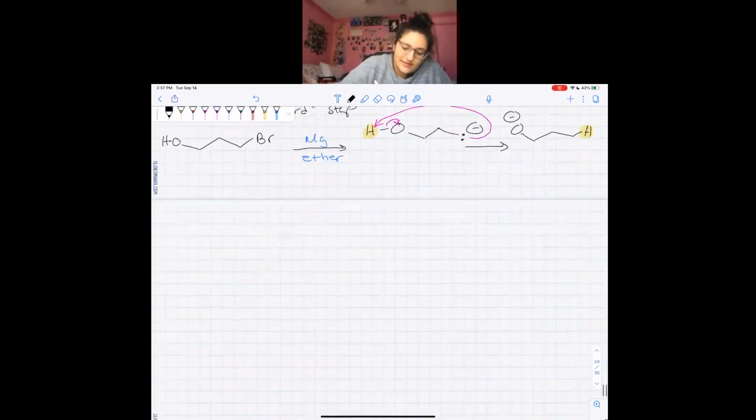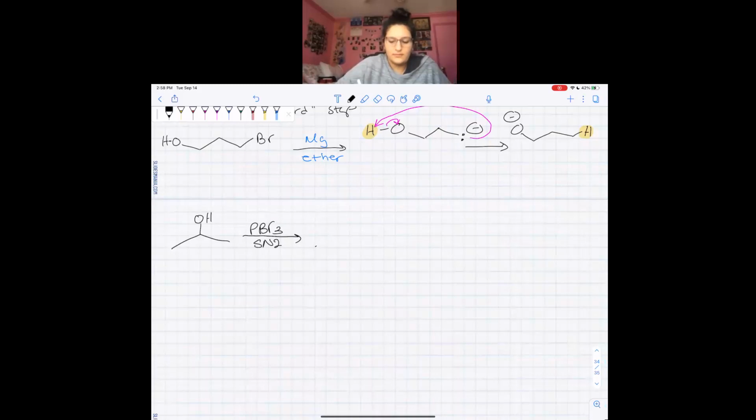So if you see an alcohol reacting with PBr3, this is going to be SN2. And then he also talked about going back to an alcohol. He gave the example of NaOH, and we know NaOH would be an SN2 mechanism as well. So yeah, these are the only ones where we have to label SN2, SN1, E1, E2.